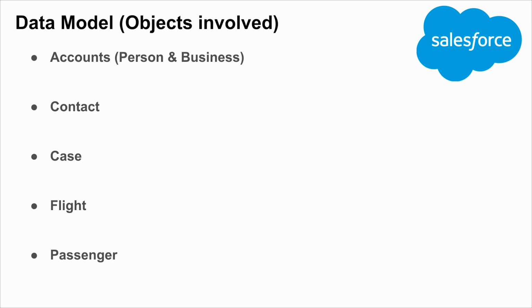Next comes the case object, which is the central object of any service cloud implementation, and which is where we will be talking more and doing more in this total project implementation. Then we also have an object called flight, which can store all the flight information, and one more object called passenger, which stores the passenger details for a particular flight they are traveling on.